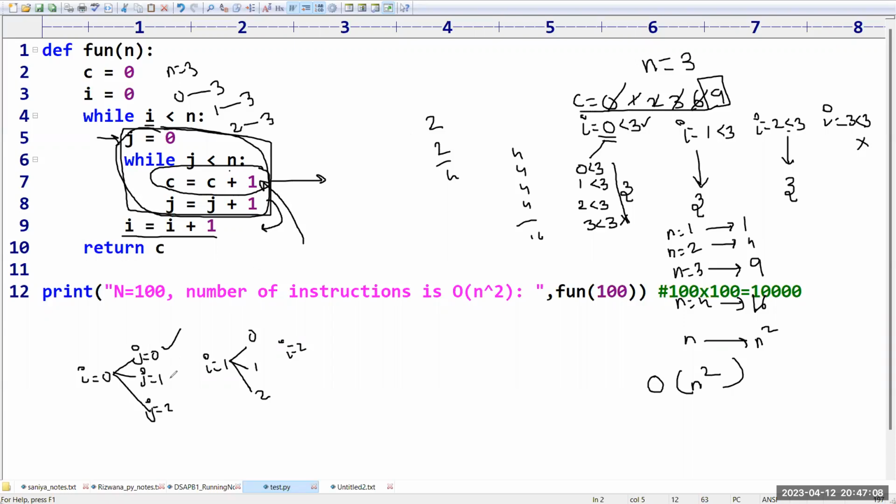In all these cases, it will execute, right? Yes. So what is the final value of counter?